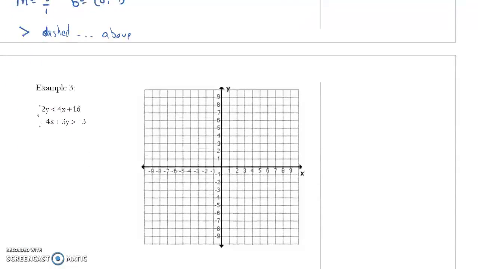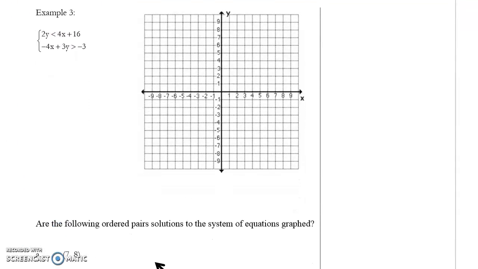On the back, example 3, this one is more challenging for the sheer fact that they're not in slope-intercept form yet. So I would have to start by solving for y. 4x plus 16. Go through the process of solving for y. Divide everything by 2. Y is less than 2x plus 8. So that's one inequality I'll have to graph.